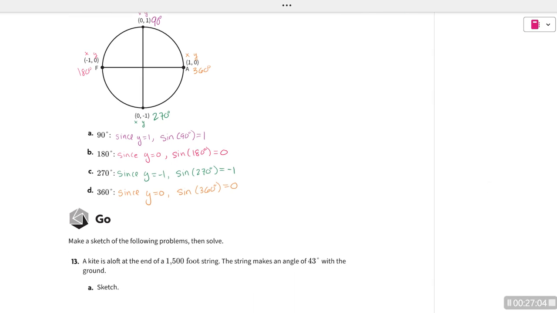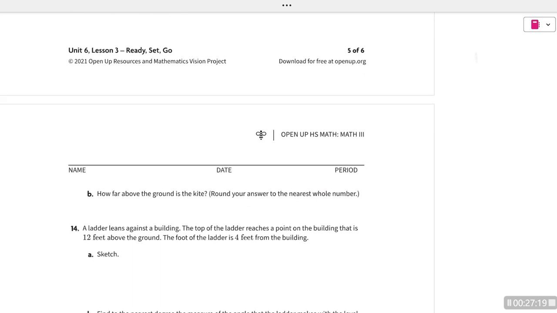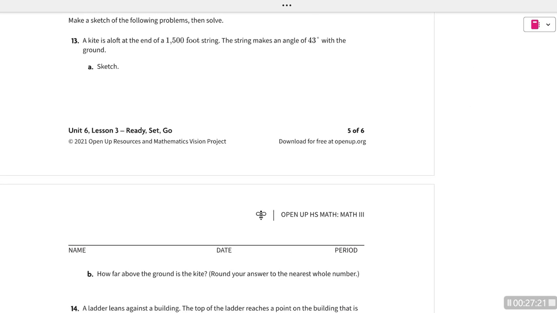Okay, let's move on to question 13. Make a sketch of the following problems, then solve. It says, a kite is aloft at the end of a 1,500-foot string. The string makes an angle of 43 degrees with the ground. So part A wants us to sketch this, and part B says how far above the ground is the kite? Round your answer to the nearest whole number.